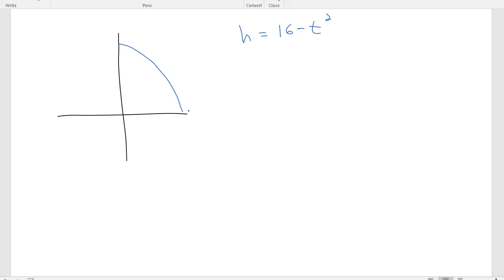So we dropped an object from a tree, something of that nature, and the height was given as a function of time. As time progressed, the height of the object was given by this parabola and fell to the ground. So what we were doing was finding the average velocity of that falling object, and we introduced velocity or speed being, let's say, feet per second.